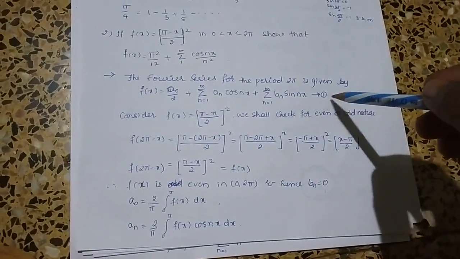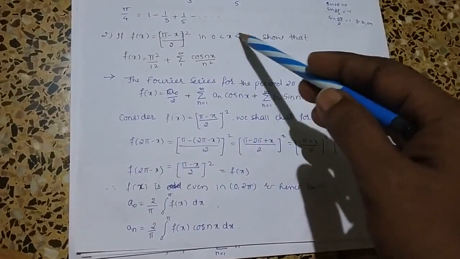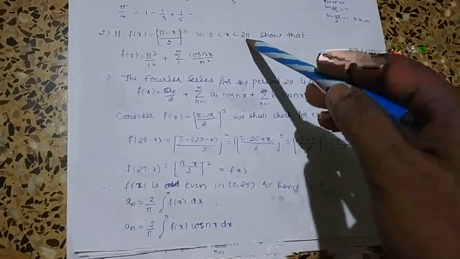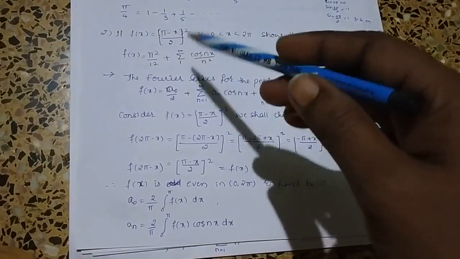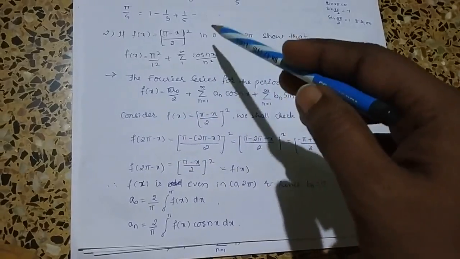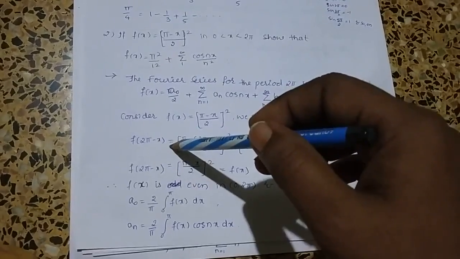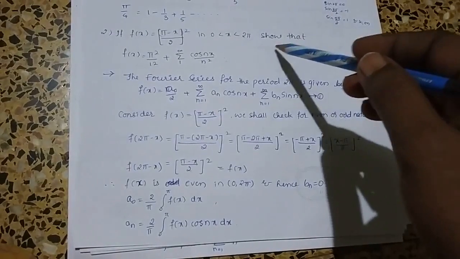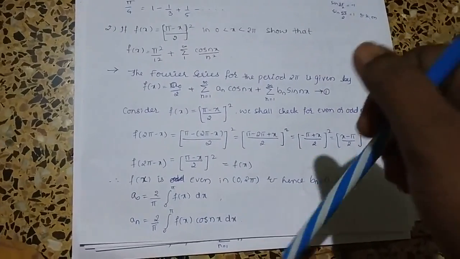Now we need to check the even and odd nature of the given function. Since the interval is 0, 2 pi, to check the even or odd nature of the given function, we need to substitute x equals 2 pi minus x. That means we are checking the even and odd nature in the interval 0, 2 pi for 2 pi minus x. If the interval is minus pi, pi, then we check the even and odd nature of the given function for x equals minus x.